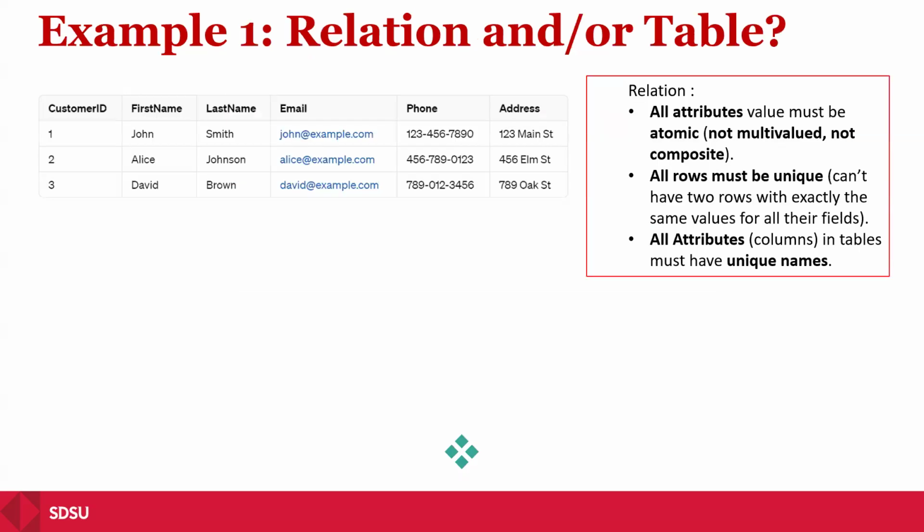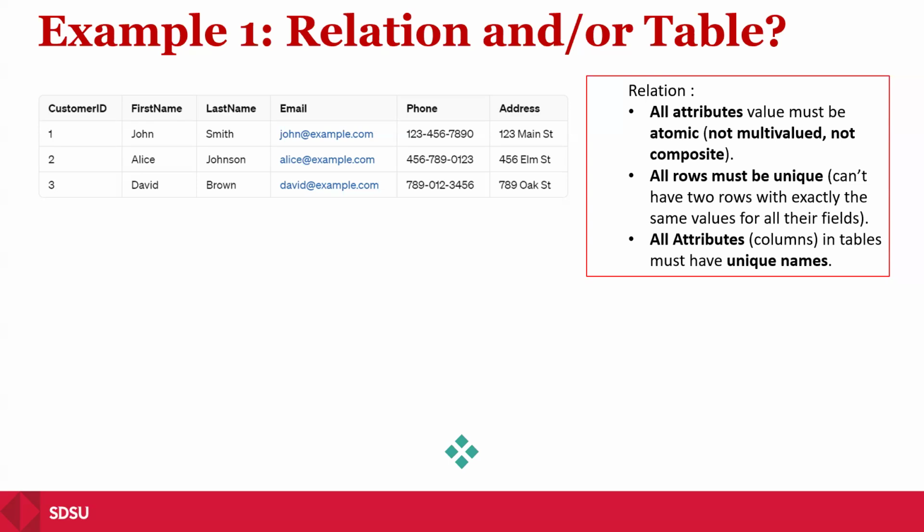All right, so let's look at the example, and we're gonna do it the same way as we did in the past. We're gonna have a couple of examples where I want you guys to identify whether a certain table is a relation or it's not a relation. So let's look at this example first. We have customer data here, and I want you to identify whether this is a relation or not.